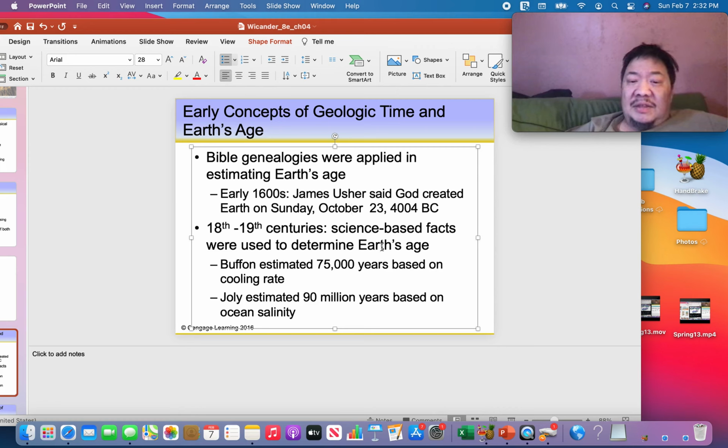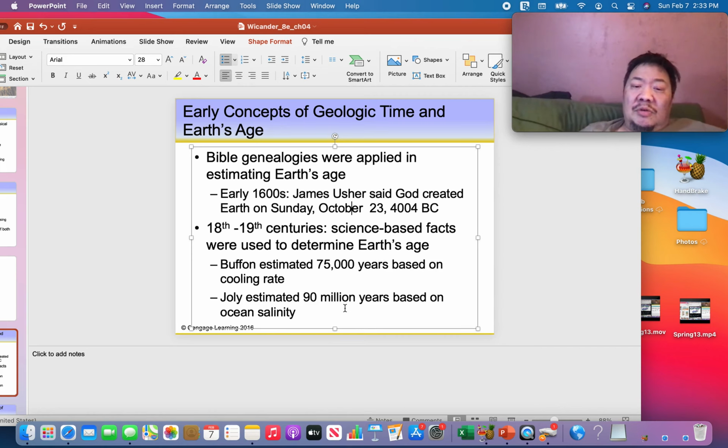By the 18th and 19th century, people already knew the Earth had to be older than 6,000 years old. Two French scientists, Monsieur Buffon and Monsieur Joly, worked on it. First, Buffon thought the Earth was 75,000 years old, and he based his data on how long it would take a molten Earth to cool down to form solid rocks. And his number is way off because he did not understand radioactive decay, which produces heat. He didn't understand that there was heat inside the Earth, so his number was much lower. But at least he knew that the Earth was much older.